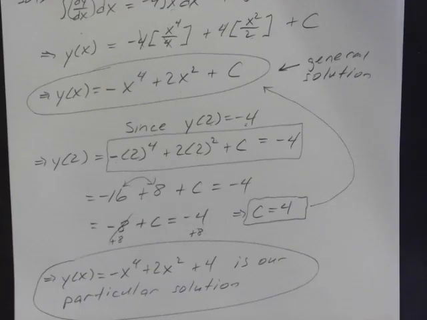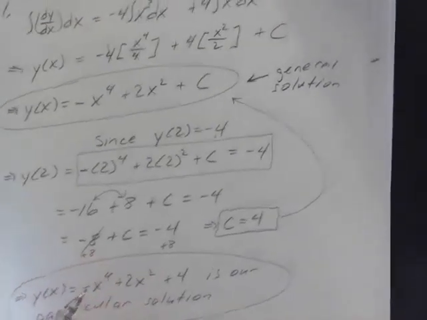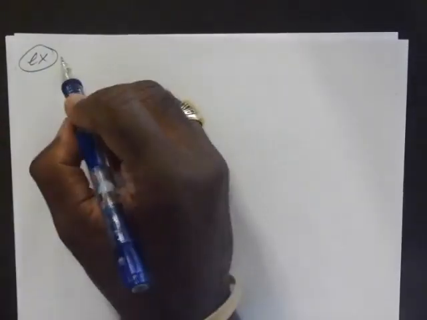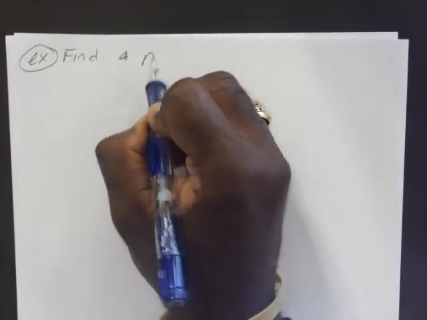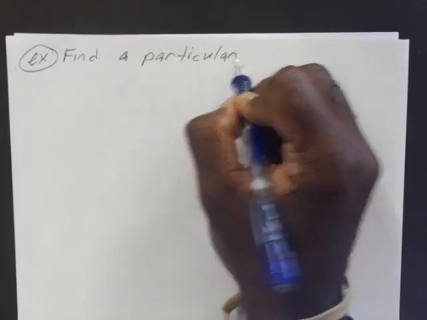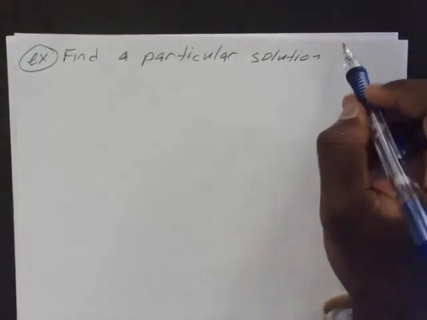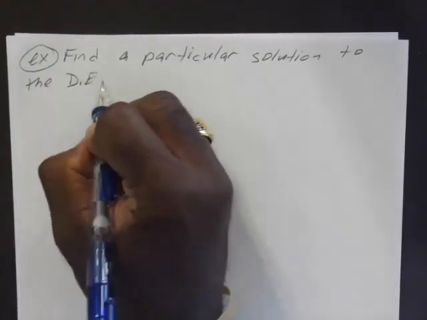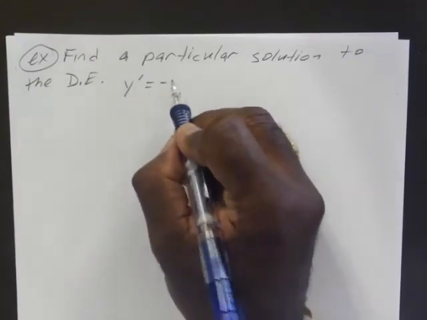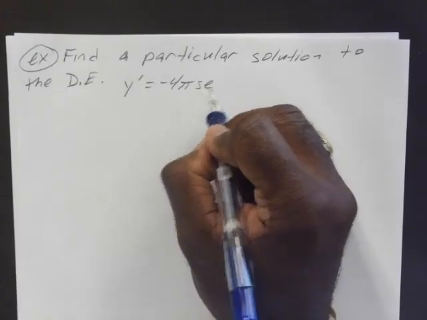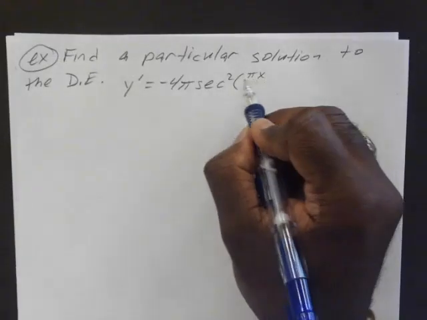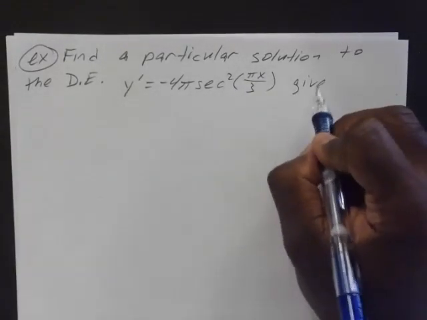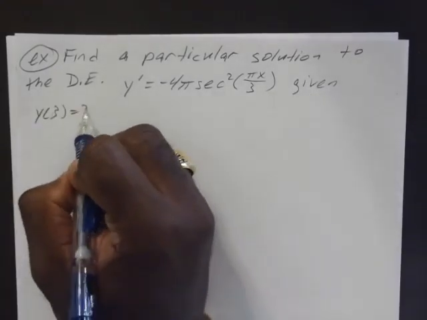All right, so let's say, for example, we want to find a particular solution to the differential equation y prime is equal to negative 4 pi times secant squared of pi times x divided by 3, if you're given that y of 3 is equal to 2 pi.